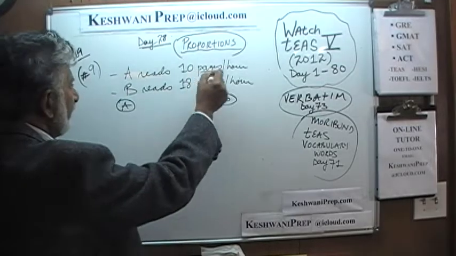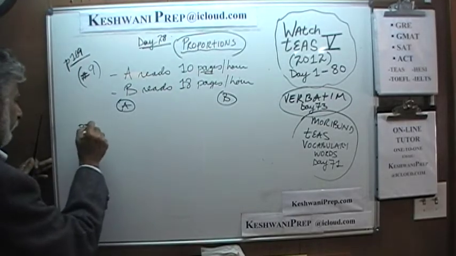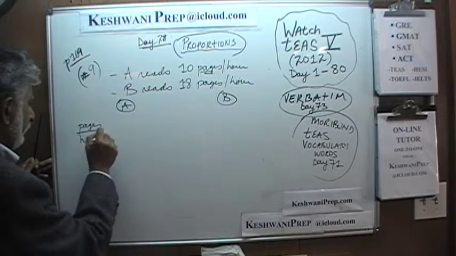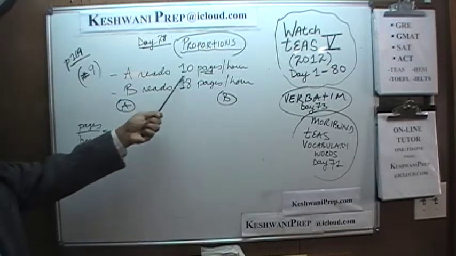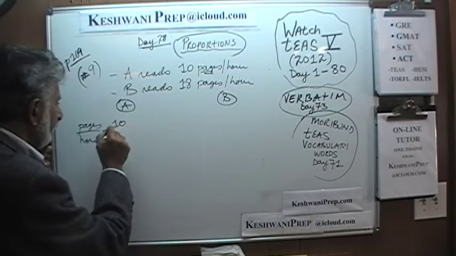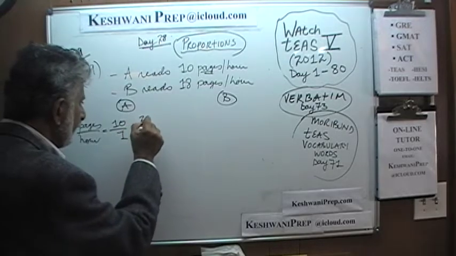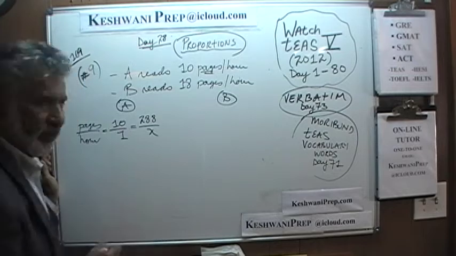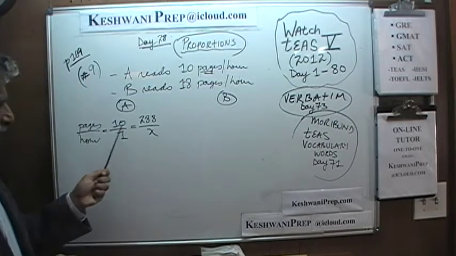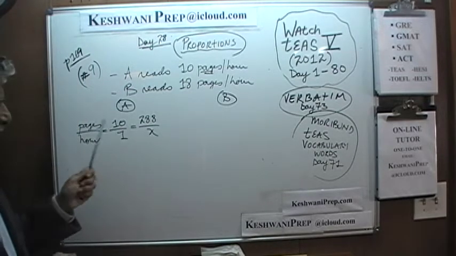So I see the pages first, I'm going to put pages on the top. And here's the hour. This is for A. A reads 10 pages in 1 hour. We have to read 288 pages. Question is, how many hours? Just bring the x to the top here, bring the 10 to the bottom, and that's it.